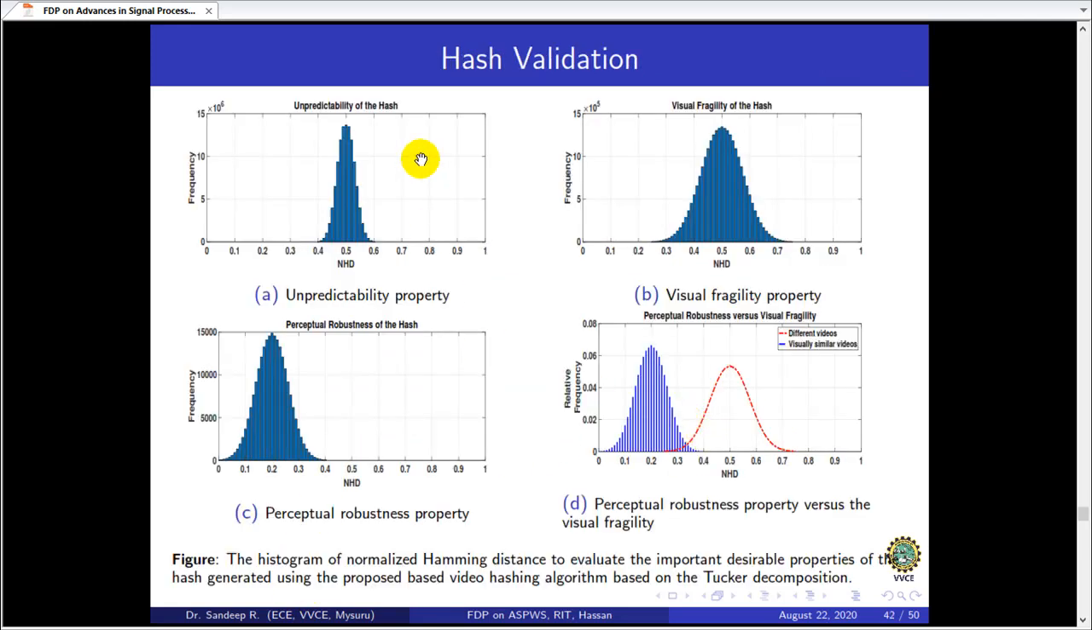Again, we are trying to validate the hash properties. For the unpredictability property, you can see that it should be around 0.5.